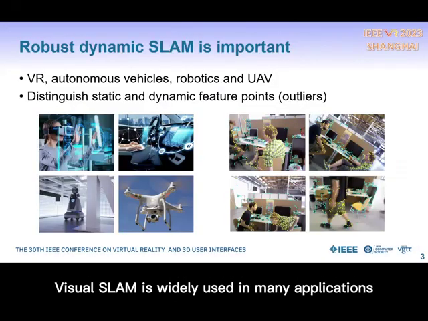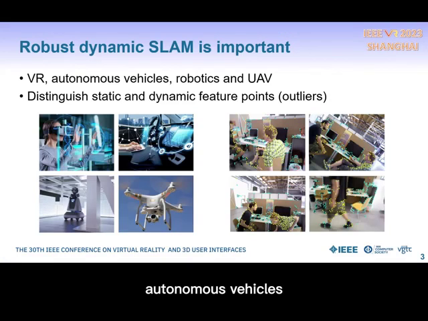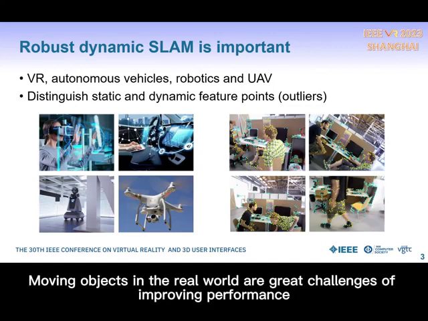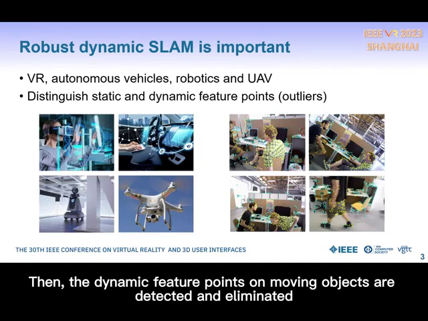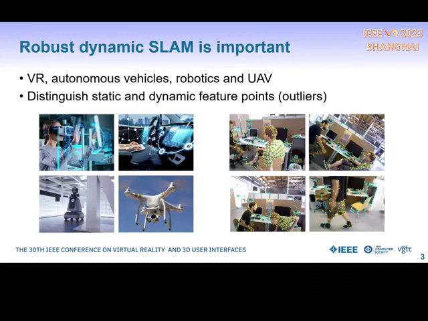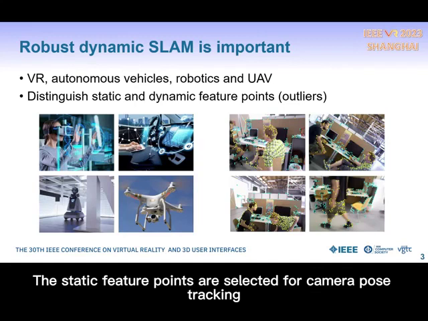Visual SLAM is widely used in many applications, such as virtual reality, autonomous vehicles, robotics, and so on. However, moving objects in the real world are great challenges of improving performance. Robust dynamic SLAM methods usually distinguish static and dynamic feature points. Then the dynamic feature points on moving objects are detected and eliminated. The static feature points are selected for camera pose tracking.